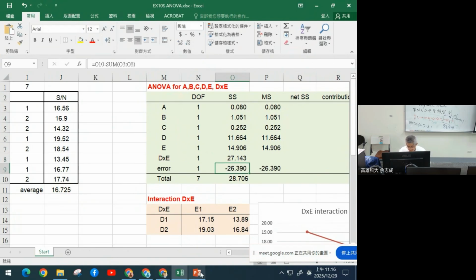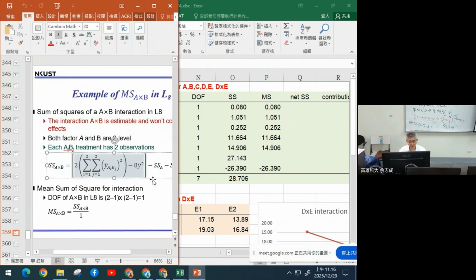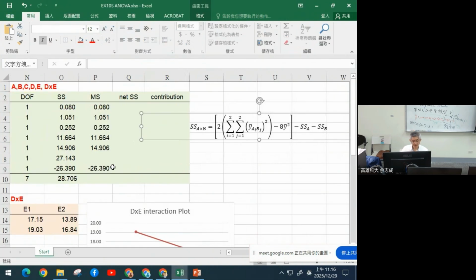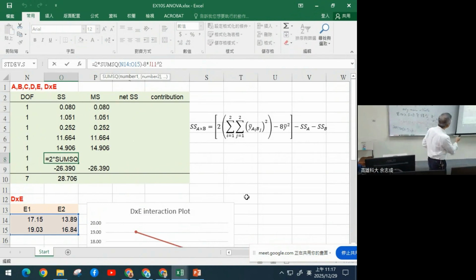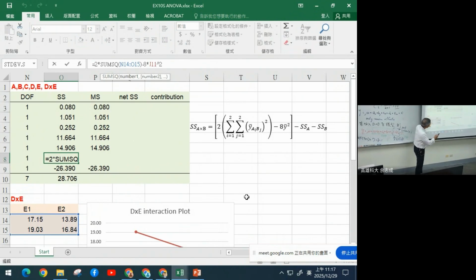Okay, let me copy the equation over so you don't need to look back and forth. This is the equation here for the two-level case. This is only for the two-level case. Okay, so let's do that again. Sum of square due to the interaction, we haven't finished that yet, right? So it will be 2 multiplied by the sum of square for this combination. Since we are calculating DE, we calculate the combination for DE squared and minus total number 8 multiplied by total average.